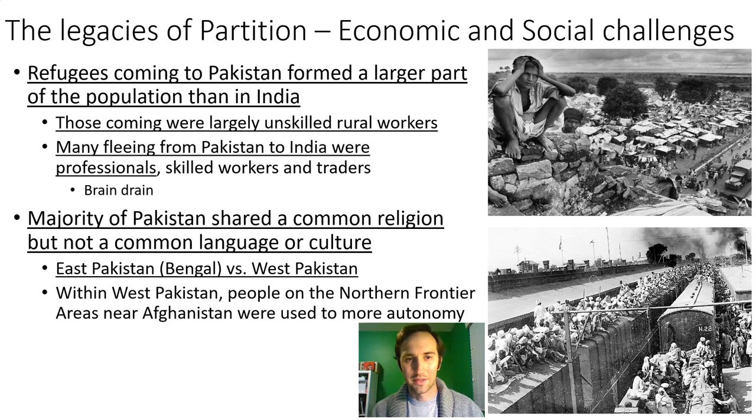The majority of Pakistan, they shared a common religion, but that's about it. They didn't have a common language or culture, and there are vast differences between East Pakistan, Bengal, versus West Pakistan. But even within West Pakistan, the people on the northern frontier areas near Afghanistan, they're more used to autonomy. They're more used to kind of doing things their own way. And so religion is the only thing that's tying them together, and that just may not be enough for them to be strong. And so here's some depressing pictures of the refugees along the way.